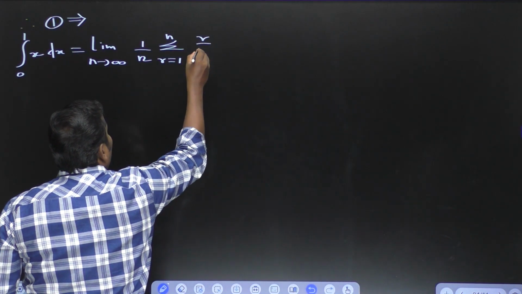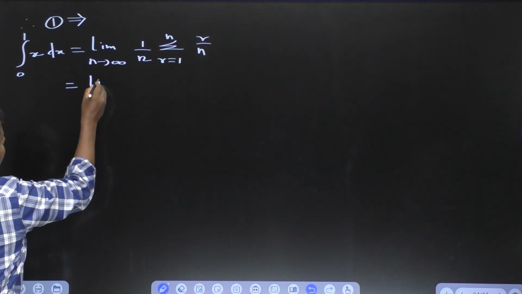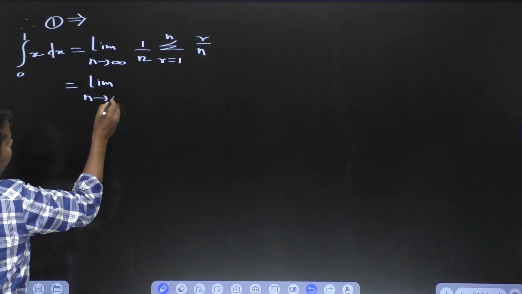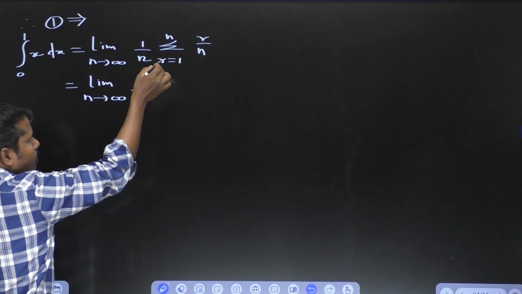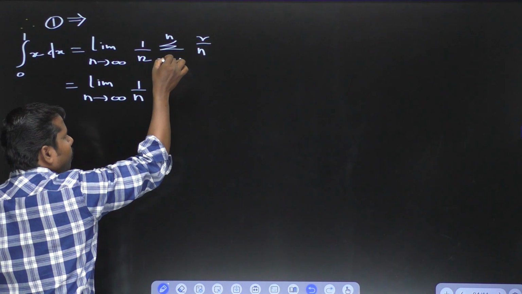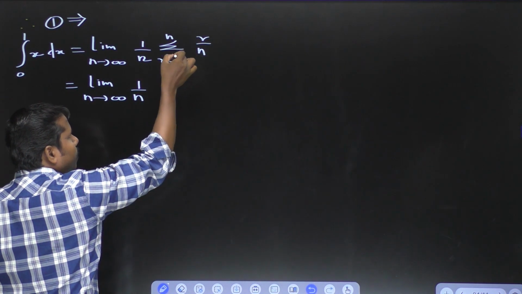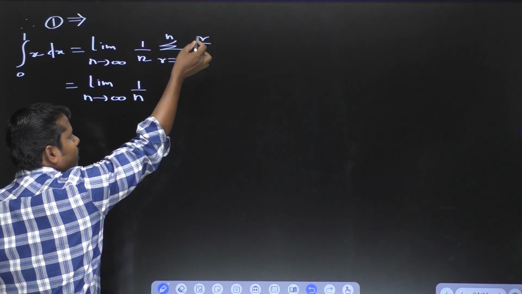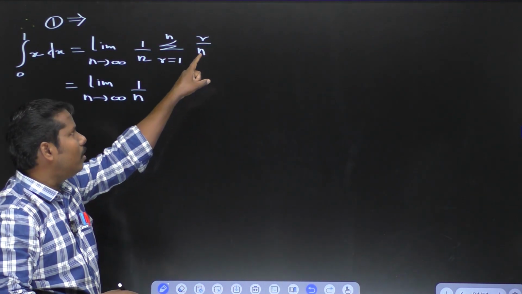So r by n, which is nothing but limit n tending to infinity 1 by n. Students, you see that the summation depends only on r. R is going to change. When you give r equal to 1, 1 will come up. 2 means 2 will come up. 3 means 3 will come up. So the summation depends on r only, not on n.